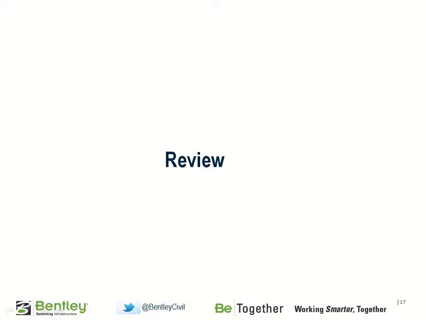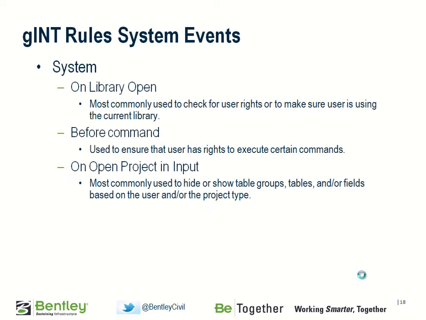So let's review what we've seen so far. gINT rules code is written in the gINT rules code window under different procedures. And different procedures can be saved in different modules. Once gINT rules code is written, it can be applied to different places. As we've seen, that can be gINT rules system events, and we've seen 3 different events: on Library Open, Before command, and on Open Project in input.